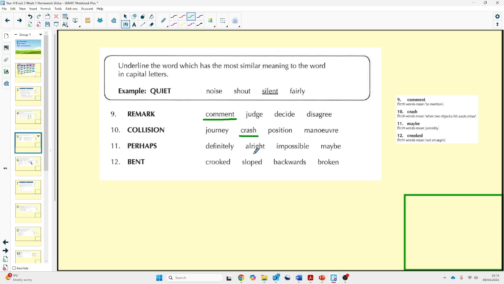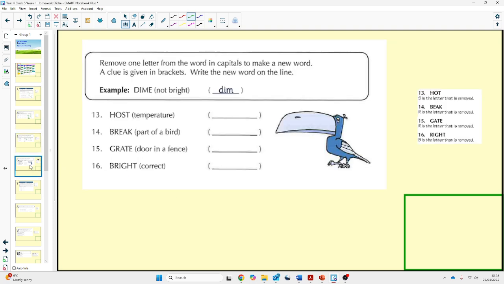Number 11, perhaps, is maybe, sort of possibly. And number 12, bent is crooked. So both words mean not straight.